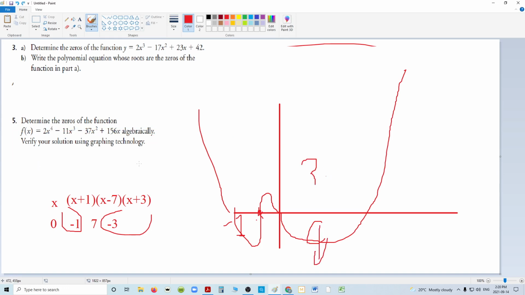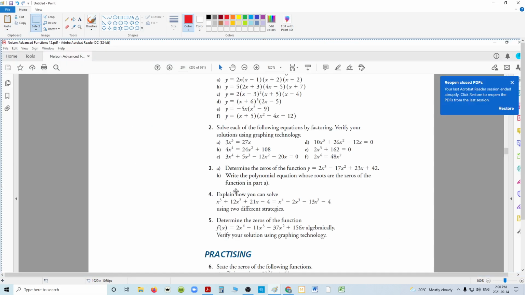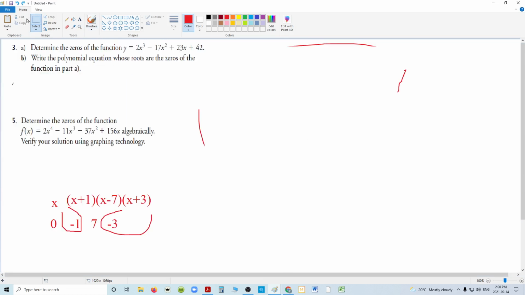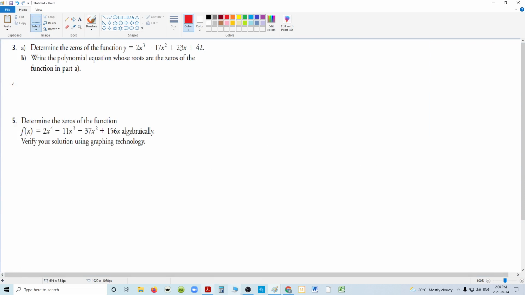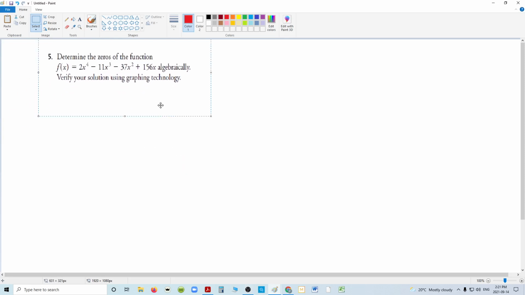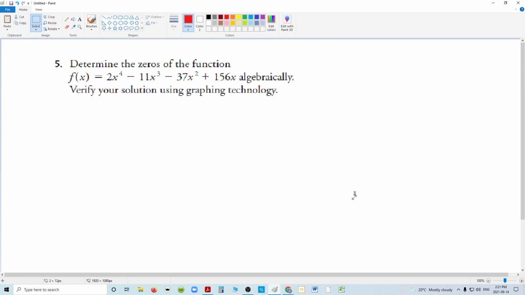That's not the equation, by the way. There you go. Let's see if we got it right. Did we get it right? Nah, I'm pretty sure we got it right. I'll let you check. That one isn't that mysterious to me. To determine the zeros algebraically, verify your solution with graphics.